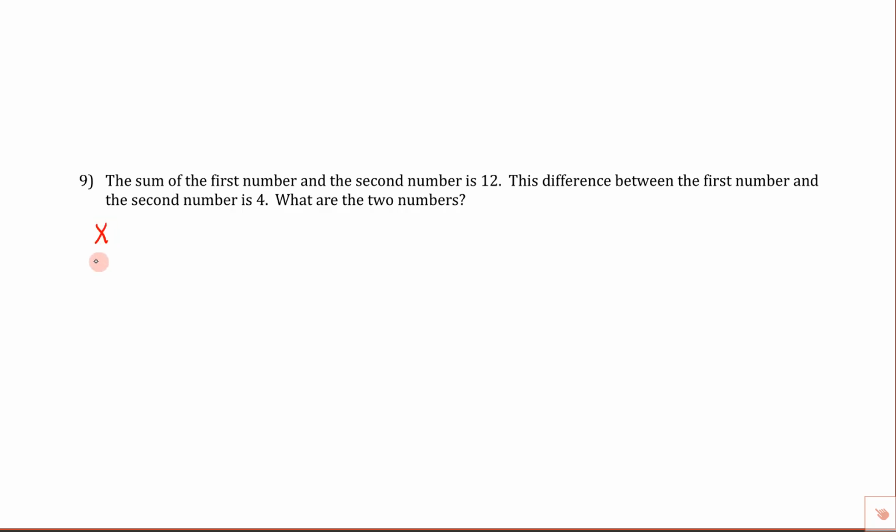We're going to need some variables, so I'm going to use x and y. I'm going to say x is going to be the first number and y is going to be the second number. And it says the sum of the first and second is 12. So that means we're going to add them together. So x plus y is equal to 12. And it says the difference between the first and second number is 4. So I'm going to take the first one and subtract the second one, and we end up with 4. Now that's the system of equations.